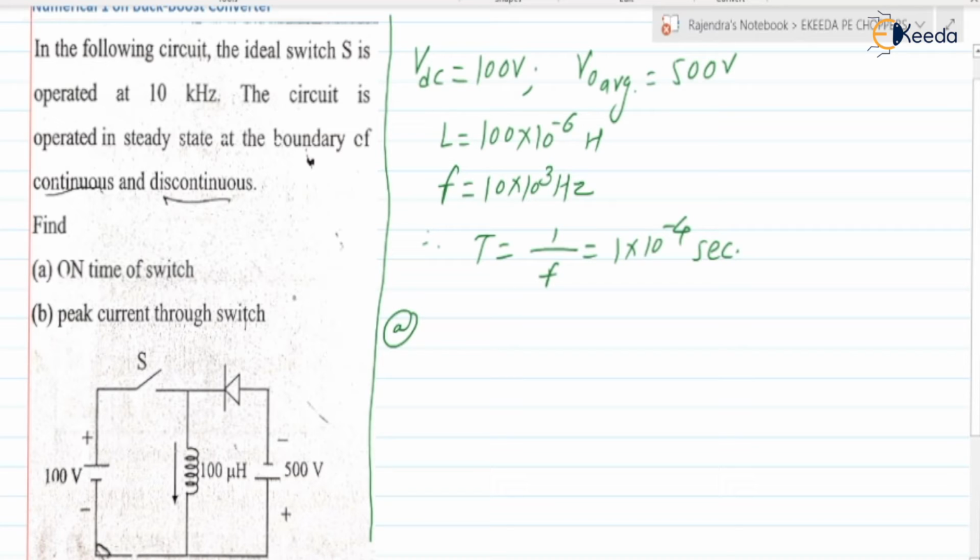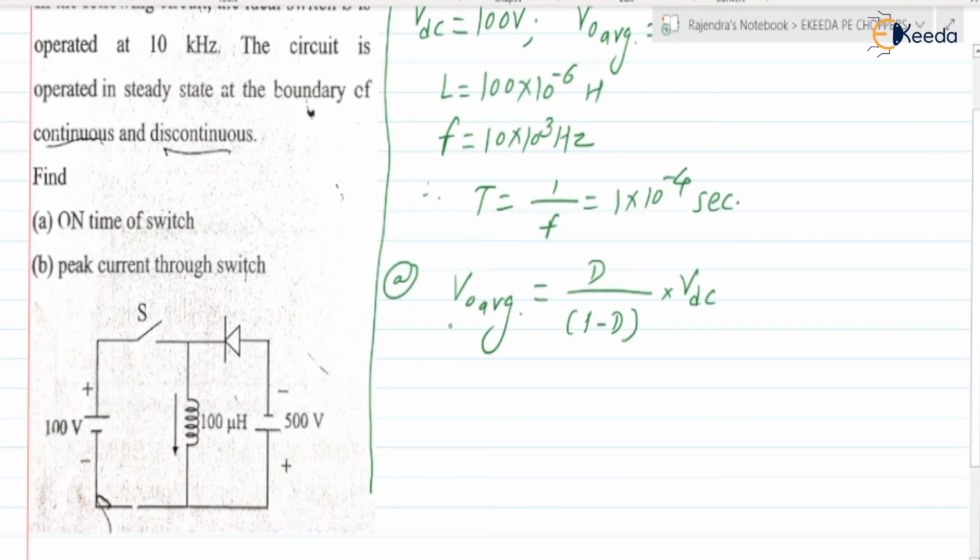As this is the buck boost converter, if you check the figure, you will understand. So in the buck boost converter, recall the expression of V0 average. V0 average is equal to D upon 1 minus D into VDC. It is given that V0 average is equal to 500.